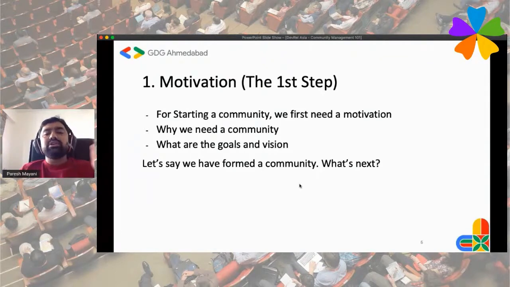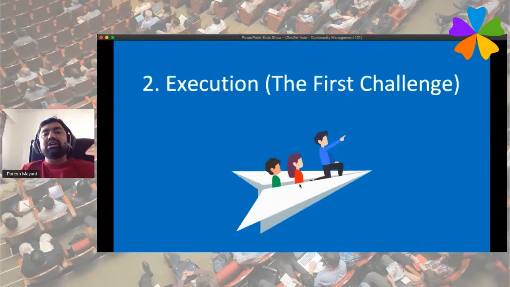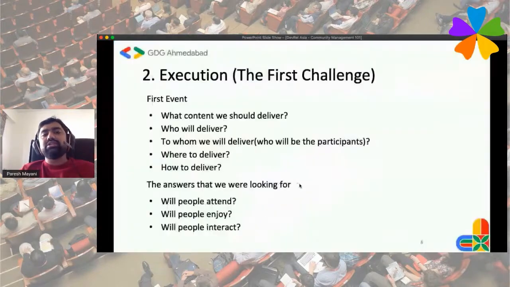Let's say we have formed a community. Now what is next? That is where the first challenge comes into the picture, and that's all about hosting the very first time. We always have a lot of questions. What content should we deliver, and who is going to be the speaker? I would suggest, we cannot always have, let's say, Mark Zuckerberg or Bill Gates or such kind of speakers in your first event. Jokes apart, you can just go with any local speaker.